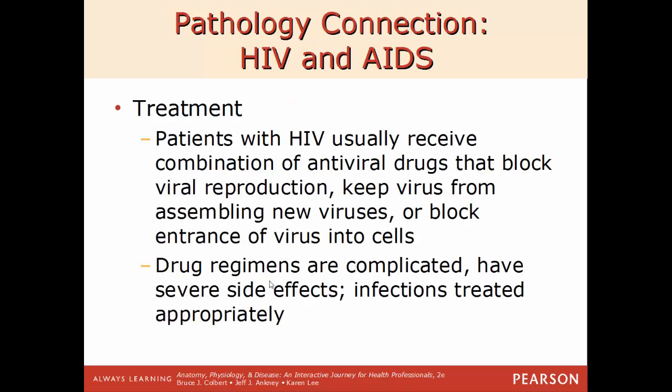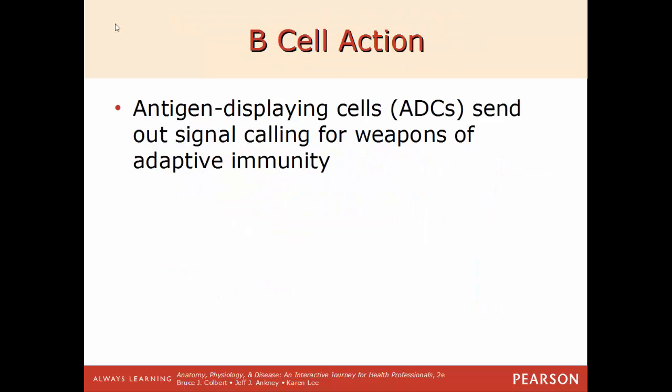Treatment: patients with HIV will usually be given a combination of antiviral drugs that will help block viral reproduction, also will help the virus from assembling new viruses, or block the entrance of viruses into cells. Now, these drug regimens tend to be very complicated, taking a certain amount of drugs at very set times. You can't just take drugs in the morning or at night. You have to take them at prescribed increments, like every 8 hours, every 12 hours, on the dot. This has to be measured very precisely. And these drug regimens often have very severe side effects, and they can lead to infections, and then these infections are treated appropriately.